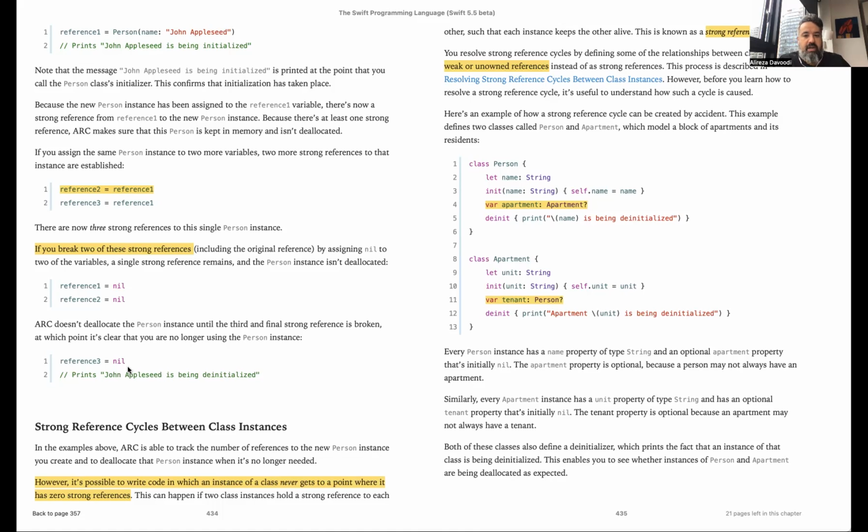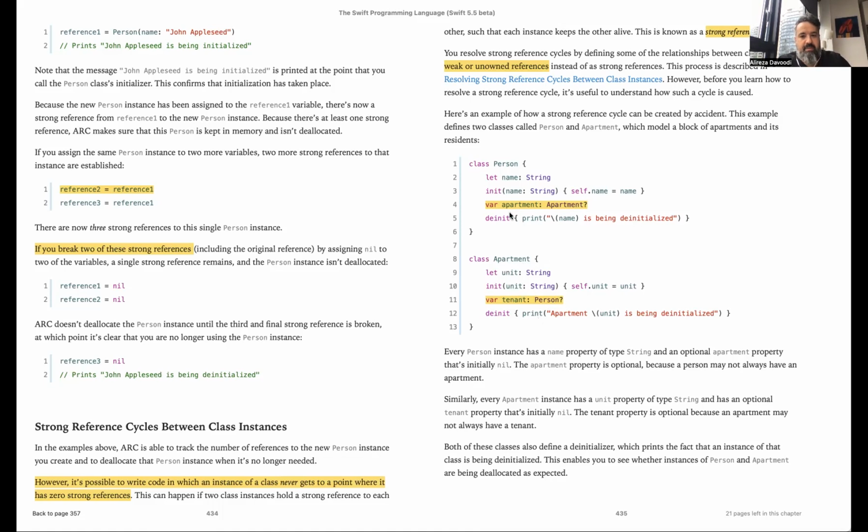So let's see how the problem happens. Look at one example in here. We have the class Person, and then we have the class Apartment. Within the class Person, we have a property of type Apartment. That means a person can live in an apartment, which is an optional, meaning it could be nil at some point. Also within the Apartment, we have a reference to the Person, the person who lives in that apartment. Of course, an apartment doesn't always have to be occupied, so the person could be nil. That's why the person is also optional.